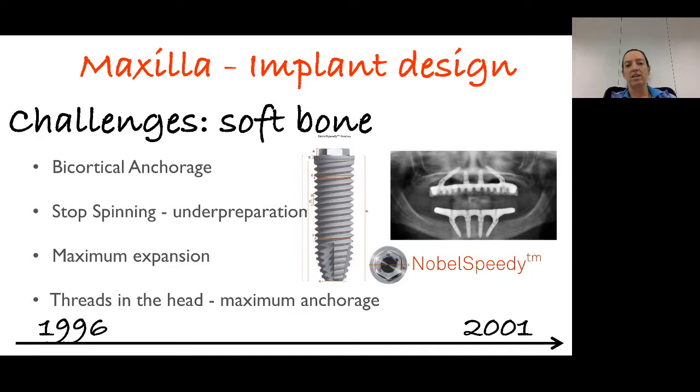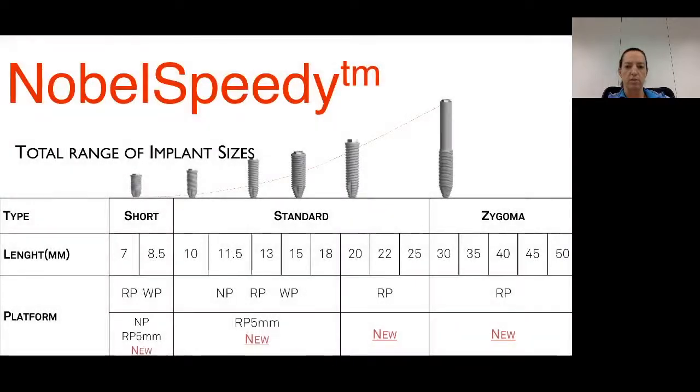So this is why it is so important to have an implant that has threads all the way from the tip to the top, from the tip of the apex to the top of the head. So this was a big evolution from 1996 till 2001, when we developed this implant design. The Speedy, when we were still using it as a prototype, was called the osteotomy implant, but then it speeds the function, speeds the immediate function and the rehabilitation, so it came out as the Nobel Speedy.